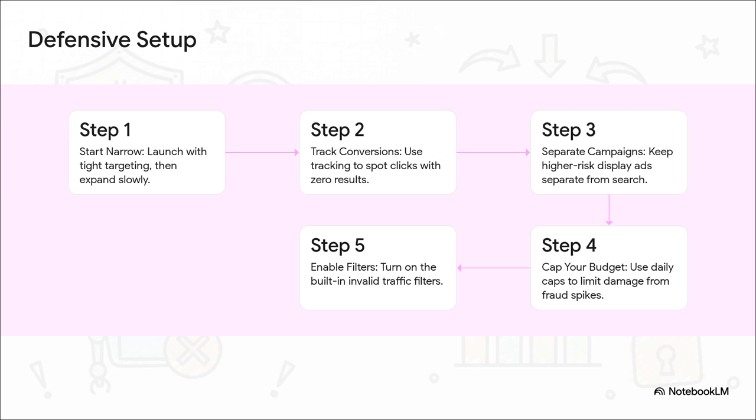Third, separate your campaigns. Display ads are way riskier than search, so give them their own budget so you can watch them like a hawk. Fourth, cap your daily budget. Seriously, think of it like a safety switch to prevent a fraud spike from wiping you out. And finally, it's just a little toggle switch, but you have to make sure those built-in invalid traffic filters in Google and Bing are actually turned on.